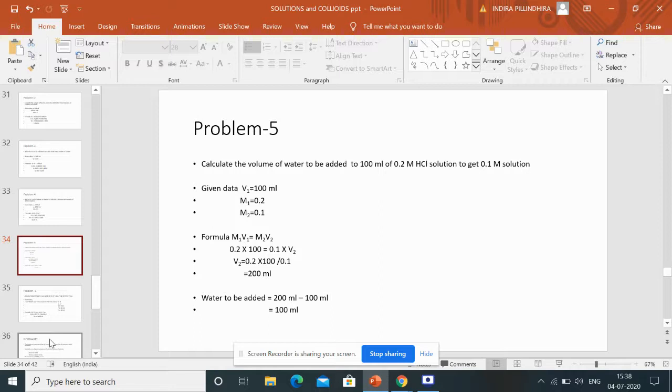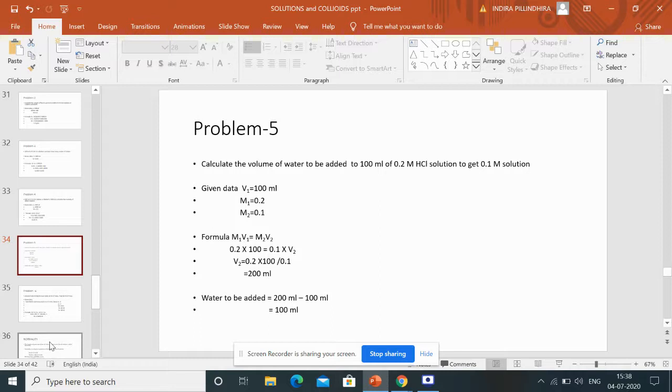So let us substitute those values in the formula. M1V1 is equal to M2V2, where M1 and V1 are before dilution, M2 and V2 are after dilution. So when we substitute, we get the V2, that is the final volume, as 200 ml. So how much amount of water is added, we need to find out. So initially there is how much ml? 200 ml of water.